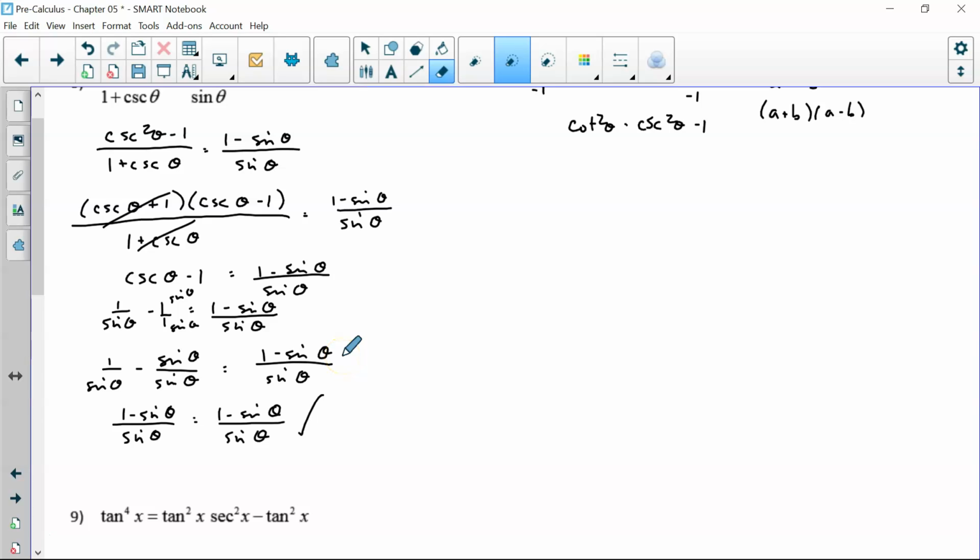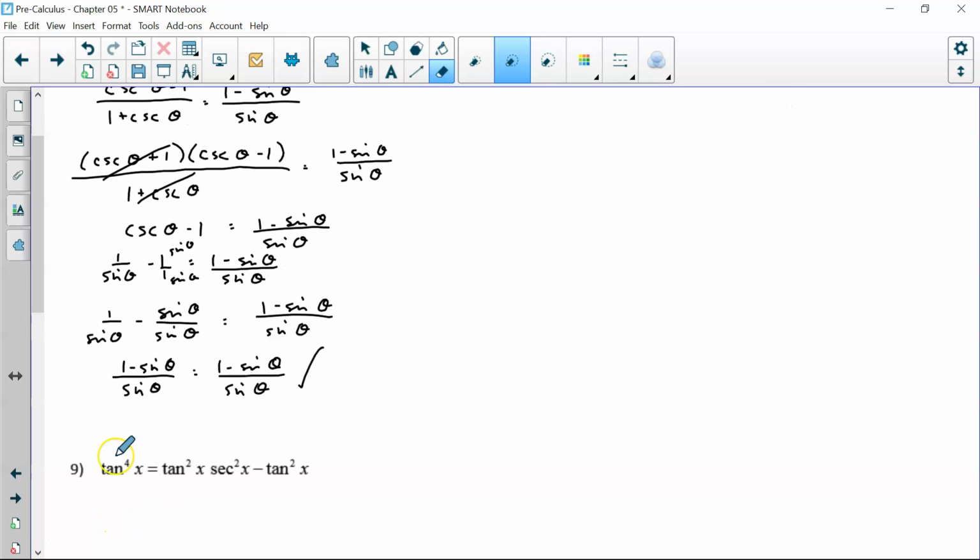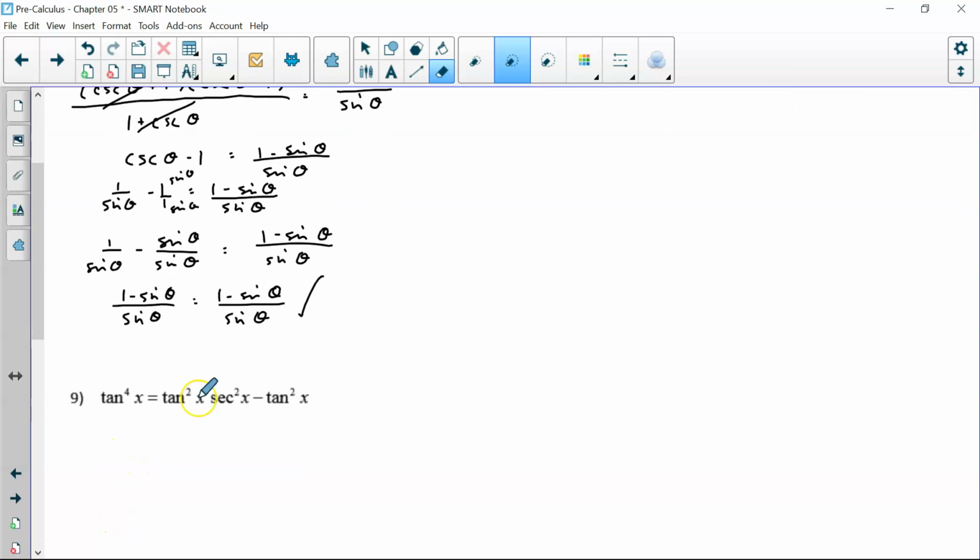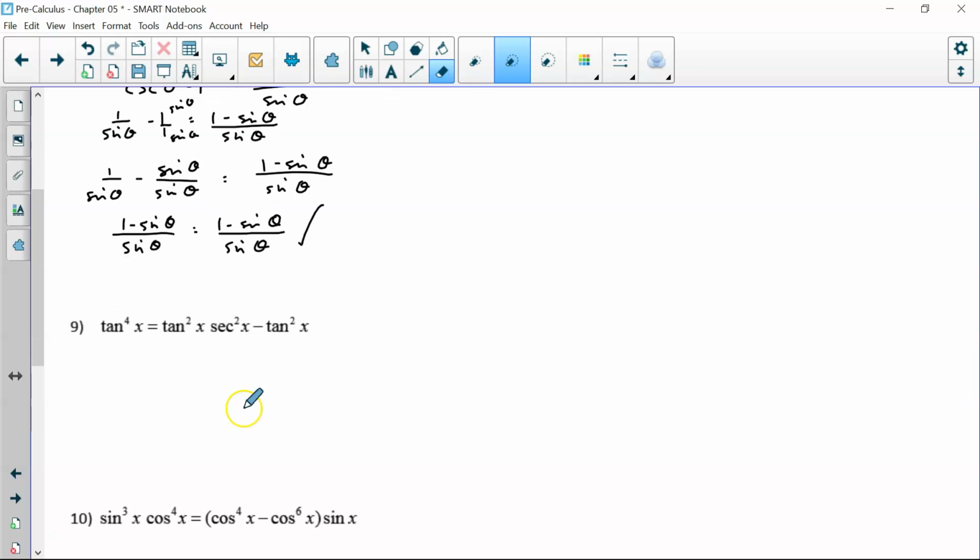So we can work on either side. It doesn't matter. So for these, looking at it, there's not a whole lot I can really do with tangent to the fourth. I'm going to work on the right-hand side. So tangent to the fourth x equals. Now looking at this, I can factor on the right-hand side a tangent squared. So that gives me tangent squared of x times secant squared of x minus 1.